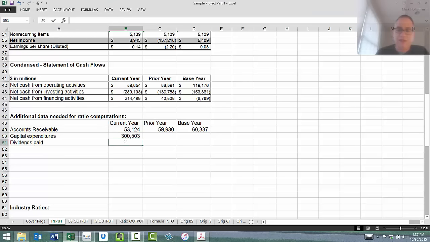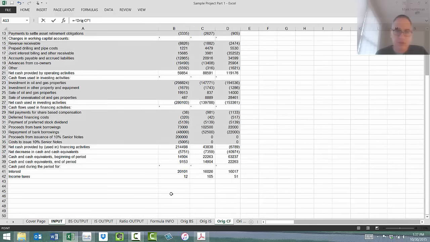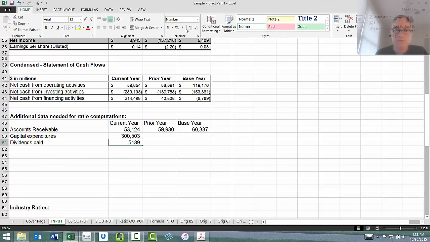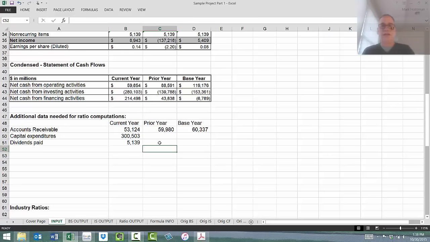Similarly with dividends paid. So I'm going to write a negative here. When I go to my cash flow statement, it'll show me dividends paid if there are any. Let's see, financing activities, payment of preferred stock dividend. There it is. And that looks like the only dividend here. So 51.39. And again, we want it to be beautiful, so I give it a comma. And I would need the same thing for the prior year also.